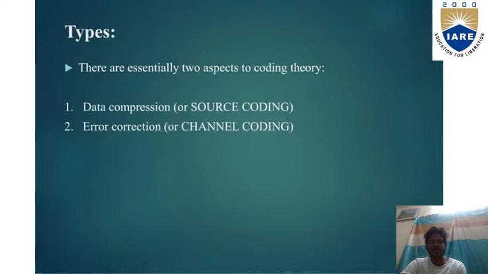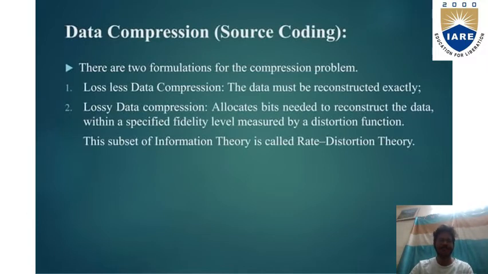And now we will see some types of error coding. There are two types, as we have seen above. The first one is data compression or source coding, and the second one is error control or channel coding.